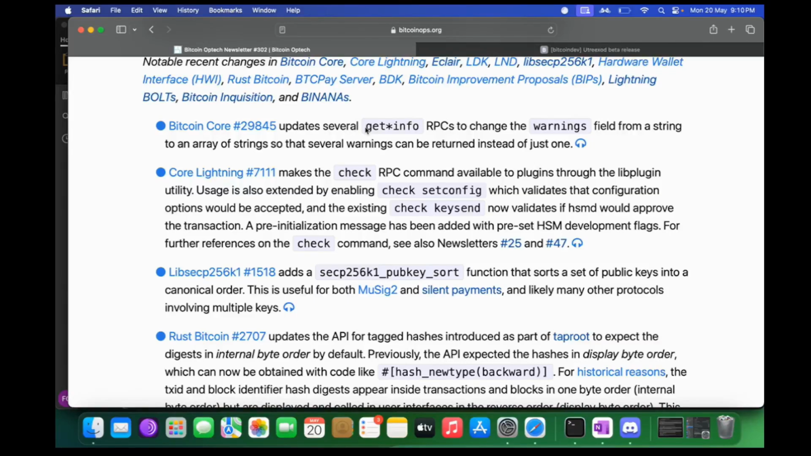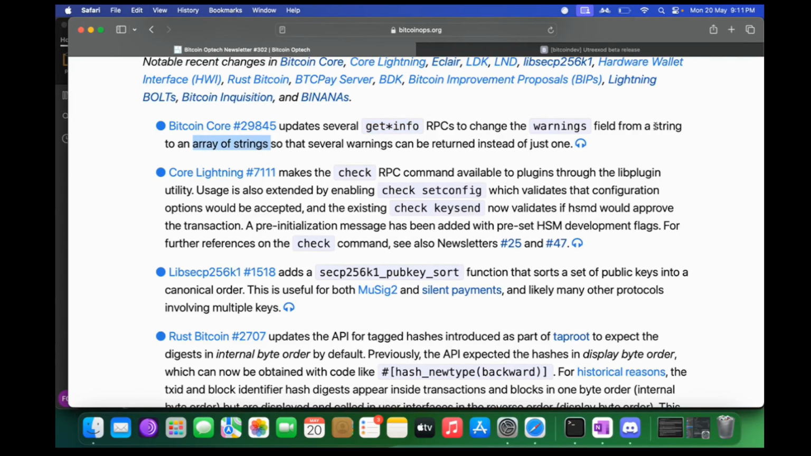So whenever you issue this getinfo RPC, I'm sure everybody who's ever run a node, whether it's on regtest, testnet, or mainnet, has issued this command. This is generally the first command that you issue using an RPC. And if there are some warnings, those warnings would come out in the form of a string. Now, if there are multiple warnings, they are displayed in the form of an array of strings.